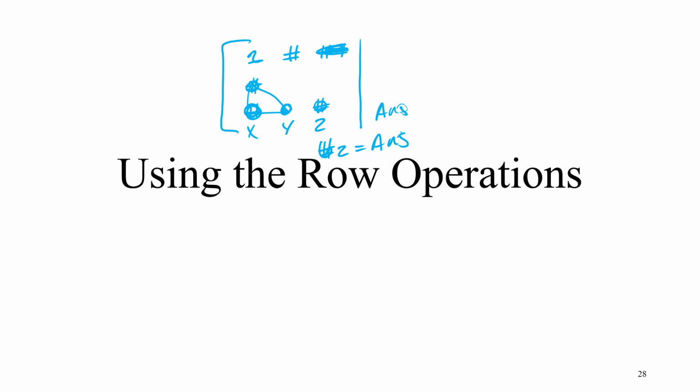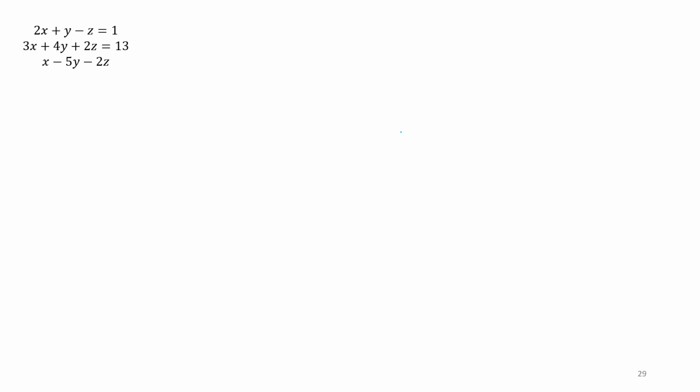So let's look at an example. We have these equations. We're going to turn it into an augmented matrix first. So we'll have 2, 3, 1, 1, 4, -5, -1, 2, -2, and 1, 13, 0. So we have our x column, y column, z column, and our answer column.